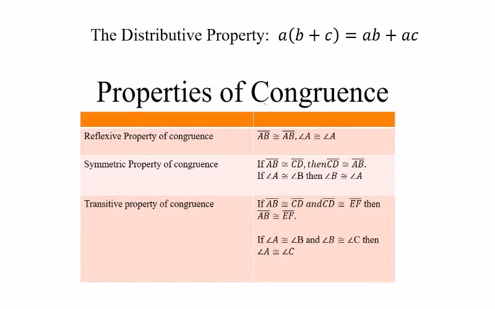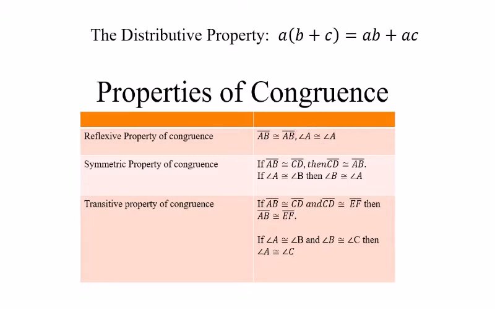So here we have properties of congruence, which you'll notice are similar to some of the properties we've talked about. So we have the reflexive property, which basically says segment AB is congruent to segment AB, and angle A is congruent to angle A.